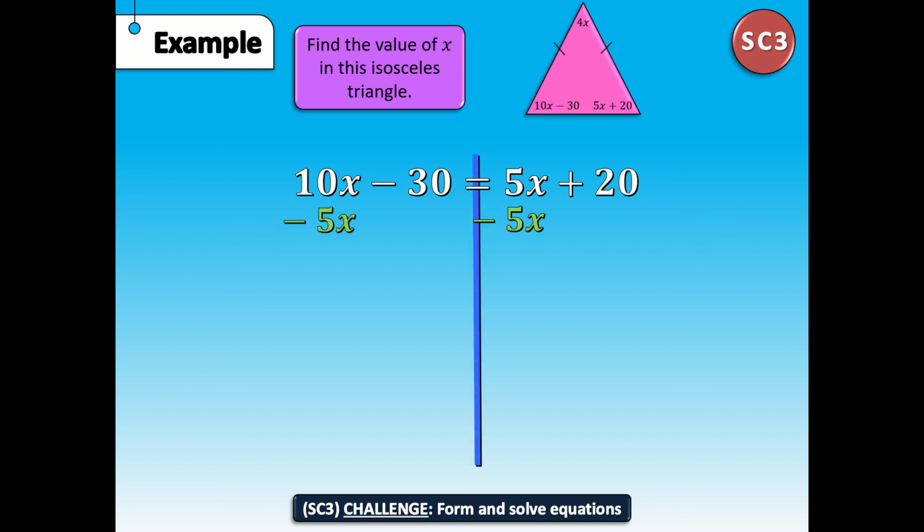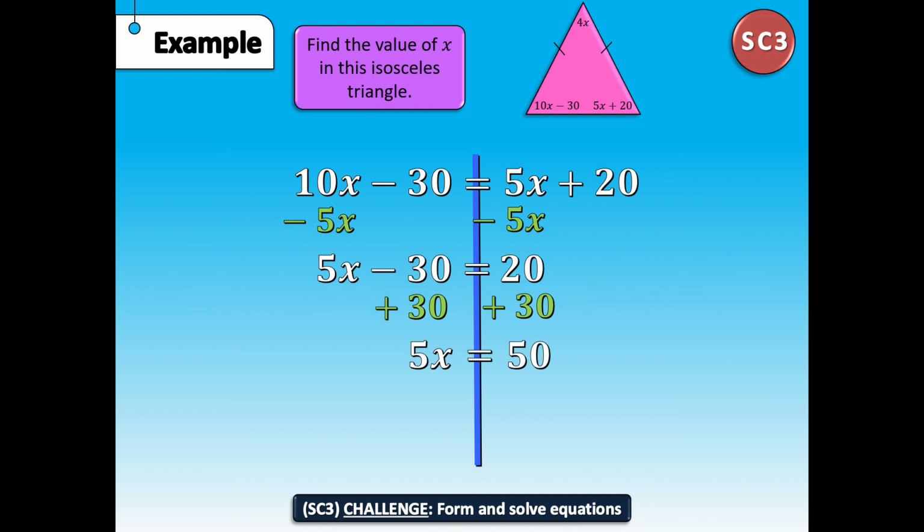So we take 5x off both sides. So we get 5x minus 30 equals positive 20. Then we add 30 to both sides. So 5x equals 50. Then we can divide both sides by 5. So x equals 10.